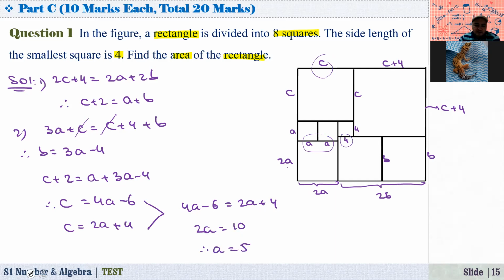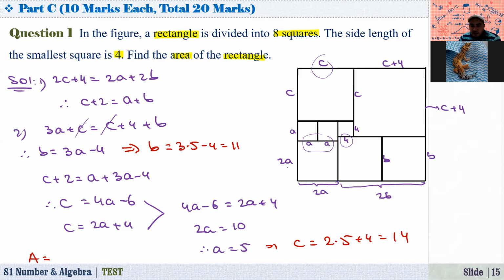Okay, if you know A, now we can write everything. If A equals 5, B is equal to 3 times 5 minus 4. That is 3 times 5 minus 4, equal to 11. What is C then? C is equal to 2 times 5 plus 4, that is 14. Okay, that's it. So now I can just write the area.